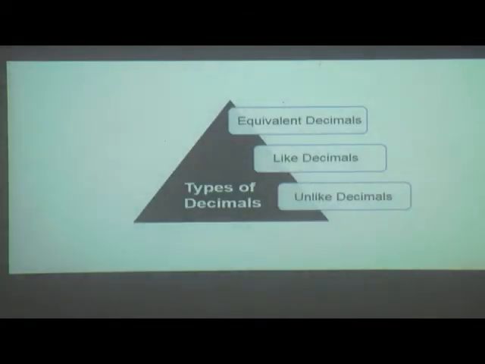Now we will learn a new topic, that is equivalent decimals. You know equivalent fractions, you know like fractions, you know unlike fractions. Now we will learn equivalent decimals, like decimals, unlike decimals, the types of decimals. All are types of decimals: one is equivalent decimal, like decimal and unlike decimal. You have to remember this, and how we can write all these decimals in different forms, we will see one by one.